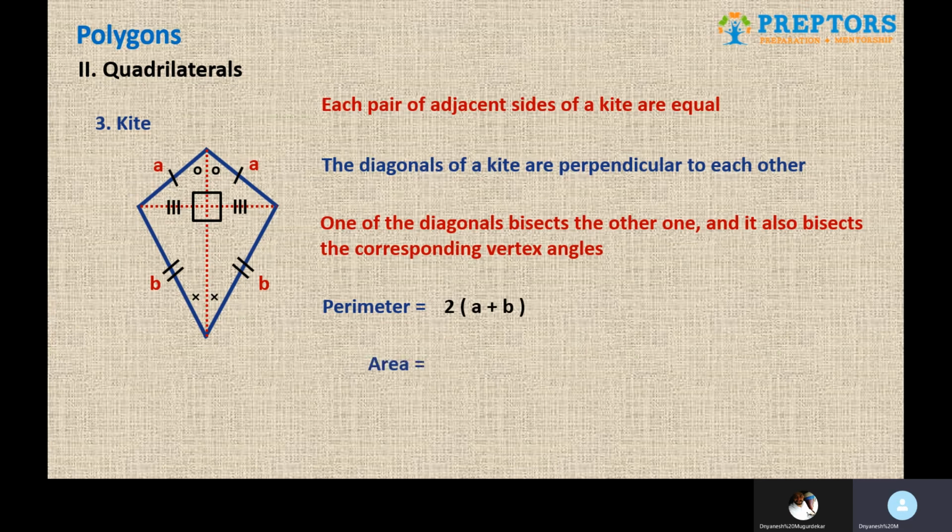And lastly, area. The kite is not a type of parallelogram, so AB sin theta will not be there, but it is a classification of quadrilateral. So the quadrilateral area formula, half into d1 d2 sin theta, will hold true here, but obviously sin 90 is 1, so that term goes off and we are left with half into d1 d2. So these are all the properties of the kite.